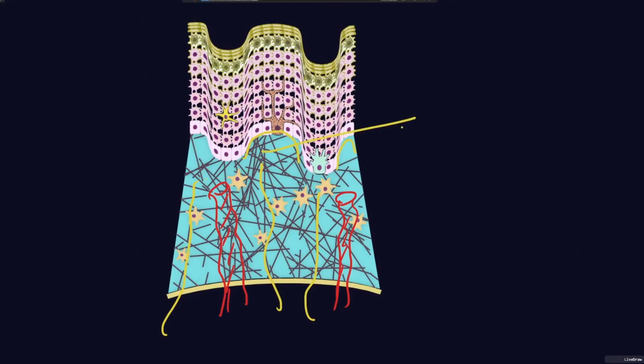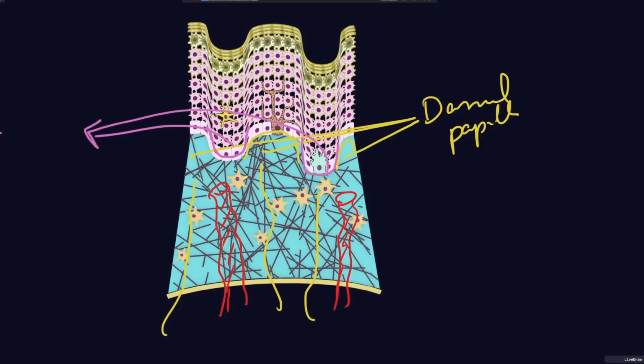So these are basically dermal papilla. And these pegs of epidermis here, these are epidermal ridges. So these dermal papilla and epidermal ridges interconnect and interlock with each other to form this peg-like, interlocked structure. So that's how the skin develops.